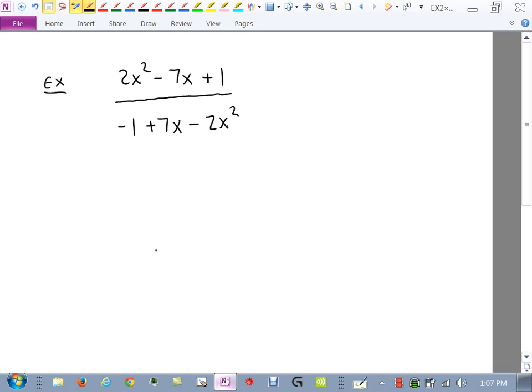Can we just start canceling things? No, because I don't have multiplication. You see three terms on the top, three terms on the bottom? So you try the AC method, maybe? Good luck with that. It's not going to happen. They're both going to be prime. Does anyone see something here? What do you see?